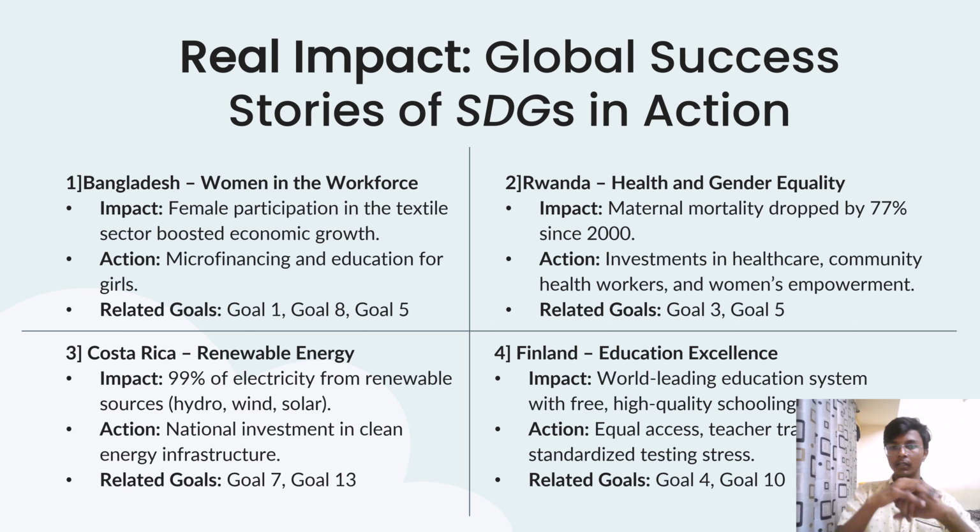The impact was that maternal mortality dropped by 77% since 2000. The action taken was investments in healthcare, community healthcare workers, and women's empowerment. Related goals were goal 3 and goal 5. And Costa Rica, renewable energy: the impact was 99% of electricity from renewable sources like hydro, wind, and solar energy. The action was national investment in clean energy infrastructure. Related goals were goal 7 and goal 13.